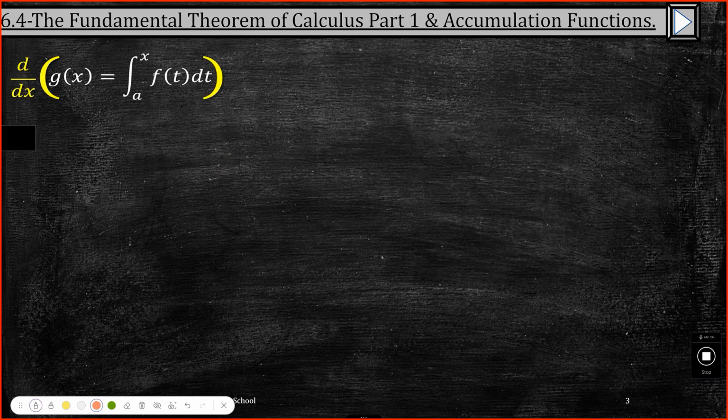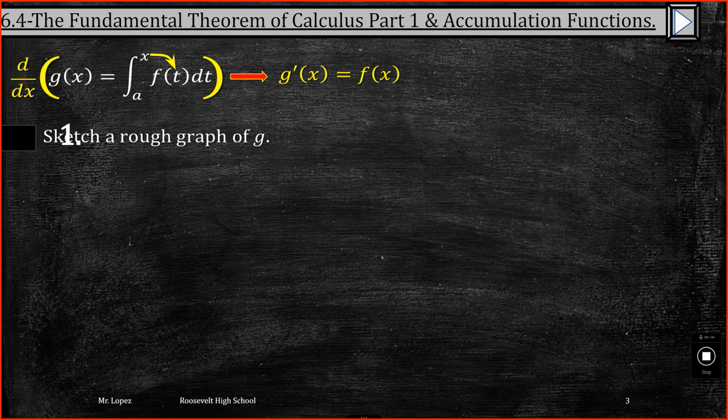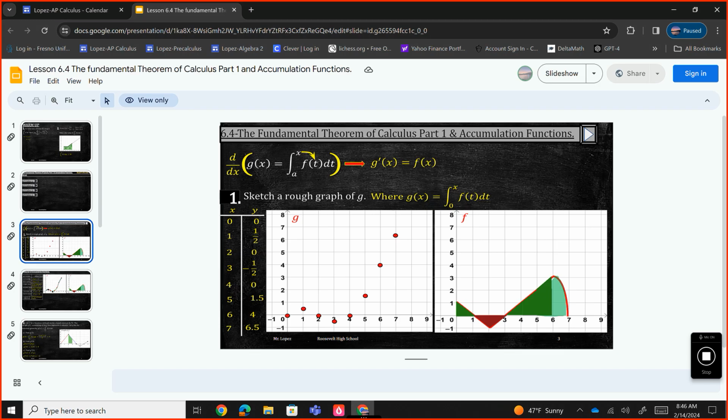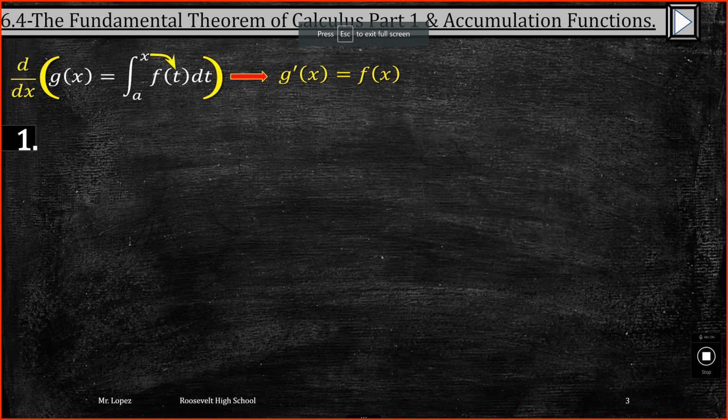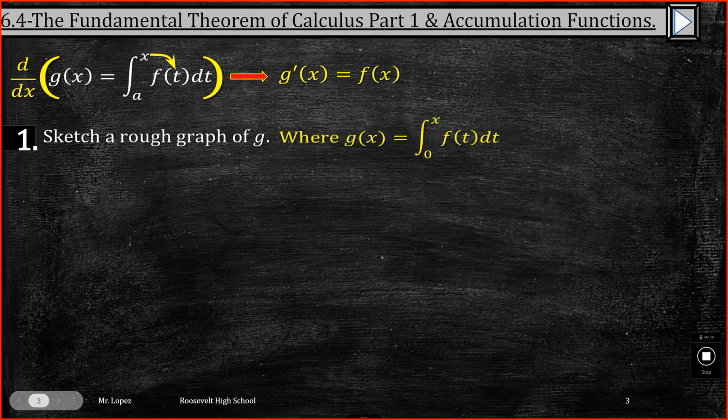So g prime of x is f of x. Oh, I didn't update it. Let me get out and update this. Exit. All right. So sketch a rough graph of g, where g of x is equal to that.